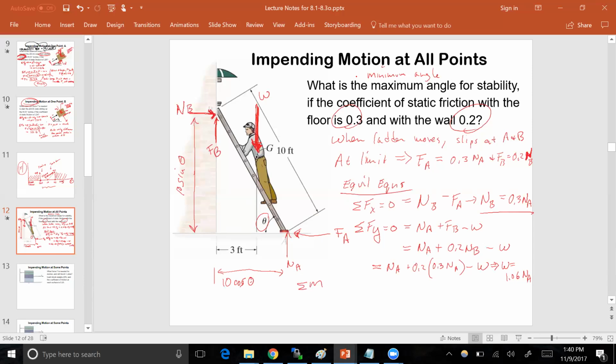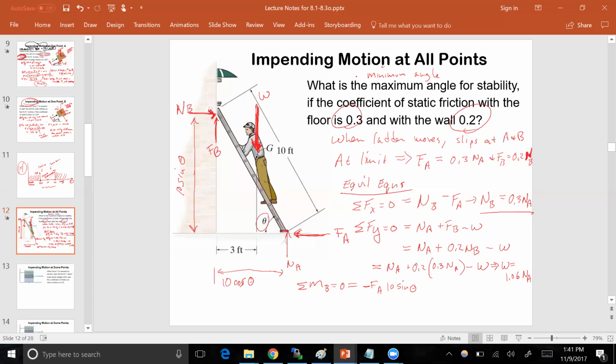We can take the sum of the moments anywhere, but we can choose to do them at B. And this is going to equal, well, what are the moments at B? Giving us a moment at B: FA times 10 sine theta, right? And is that negative or positive? Okay, so this force here is giving you a moment about B. This is the force, that's the moment arm.